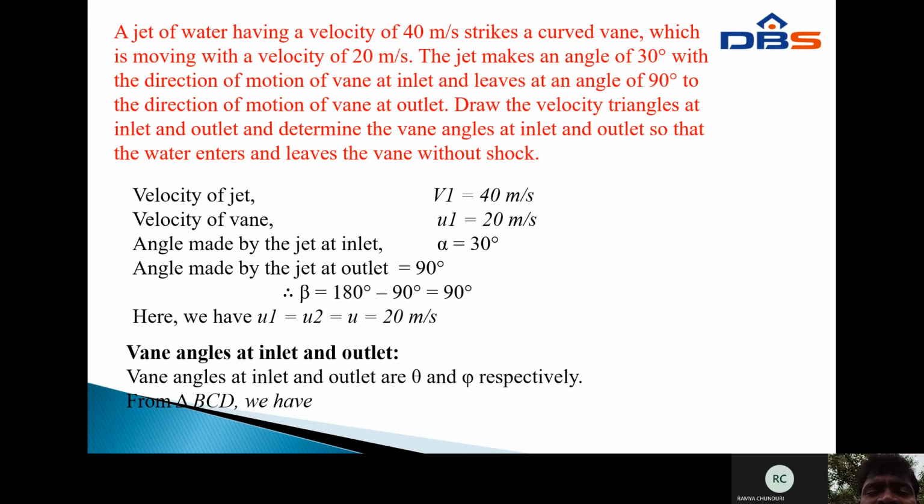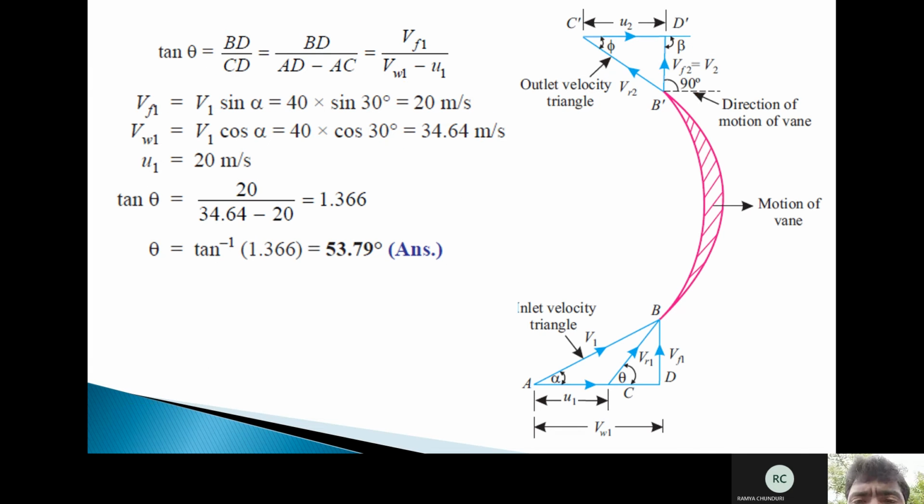The angle made by the jet at inlet, alpha, equal to 30 degrees, and at outlet 90 degrees. Therefore, beta equal to 180 minus 90 equal to 90 degrees. Here u1 equal to u2 equal to u, equal to 20 meter per second, since the plate is smooth. The vane angles at inlet and outlet are theta and phi respectively. From the diagrams B, C, D we have the following.